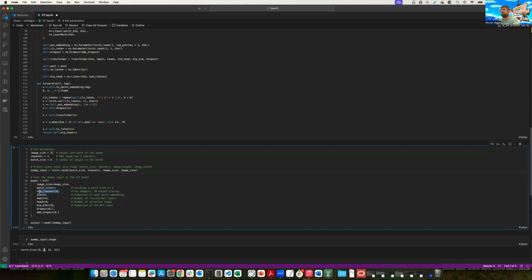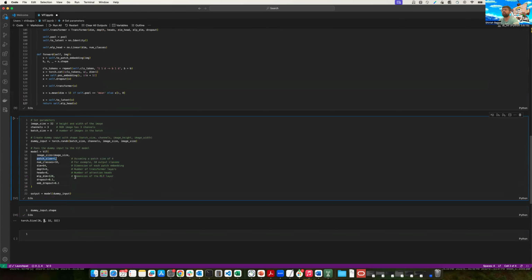Okay, this is for the training part, right? Because like I mentioned earlier, VIT was trained on a classification task. So ultimately, let's say we have to classify between 10 classes, right? So that's the 10. And what is patch size? Patch size is something we'll see how it is used, right?